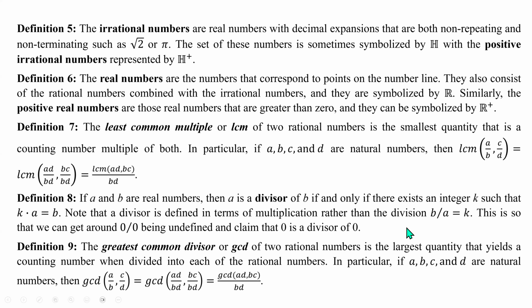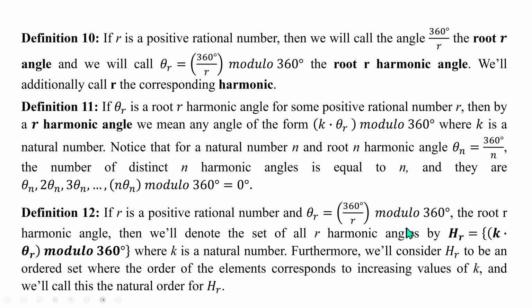Okay, we have just a few more definitions to go. So let's see, definition 10. If r is a positive rational number, then we will call the angle 360 degrees divided by r the root r angle. And we will call theta sub r equal to 360 degrees over r modulo 360 degrees, the root r harmonic angle. We'll additionally call r the corresponding harmonic.